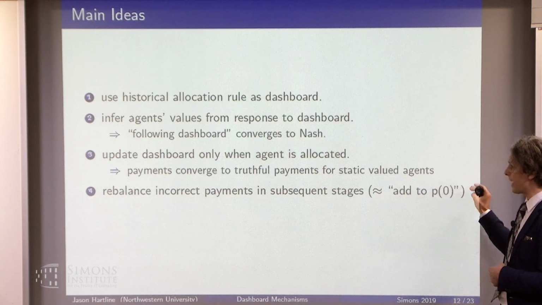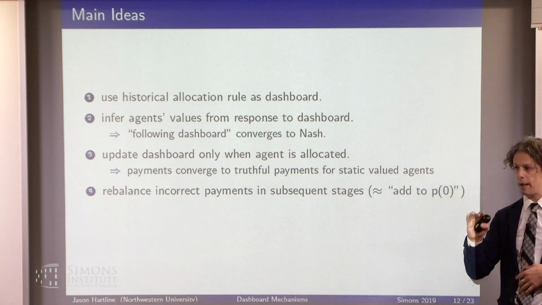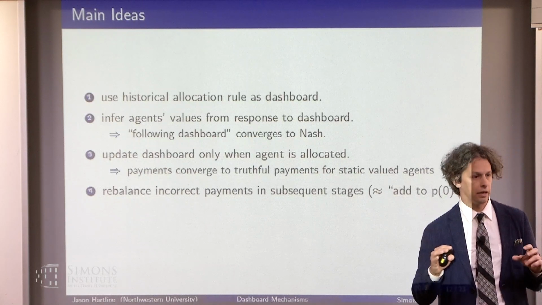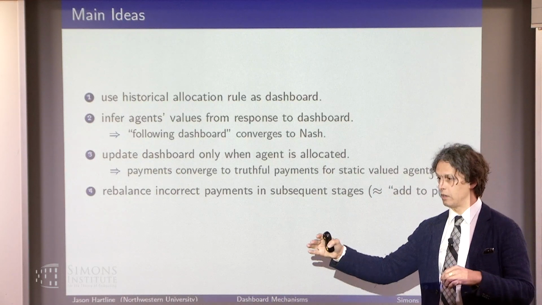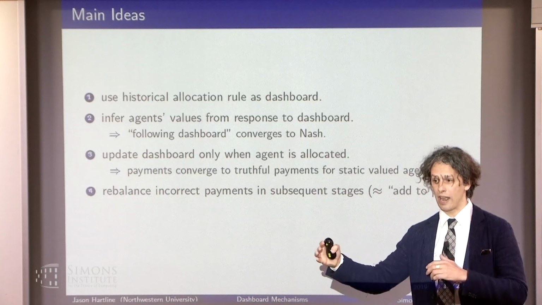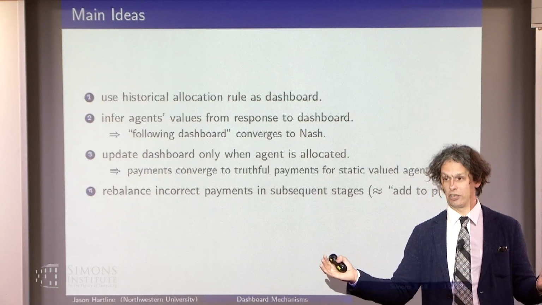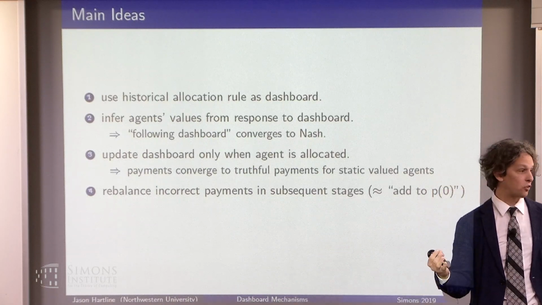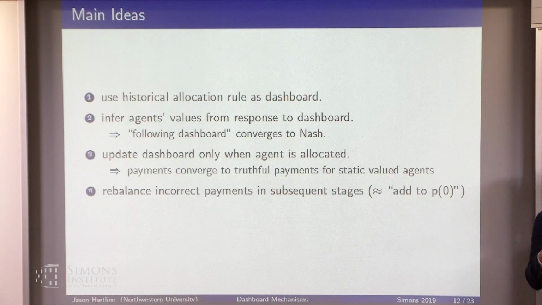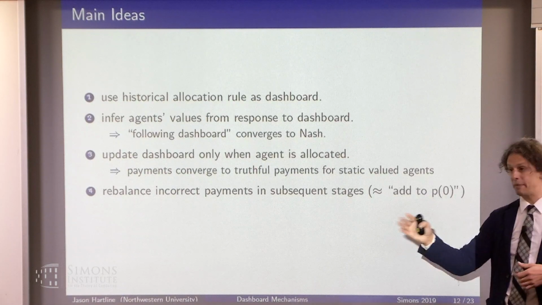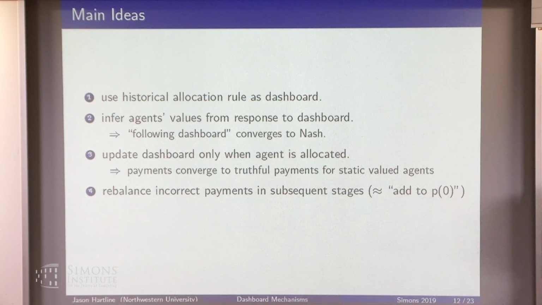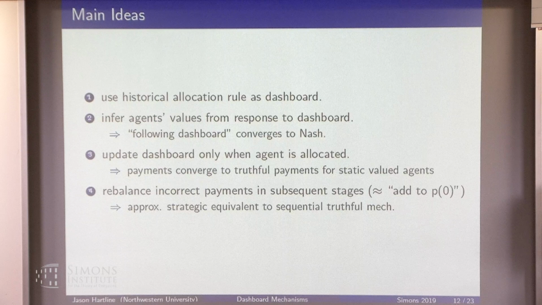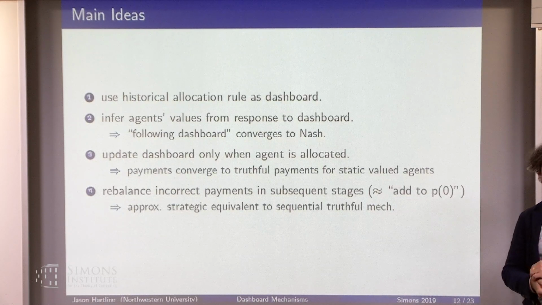Okay, and this last thing, bullet 4, this is a really popular idea in designing mechanisms for repeated environments. Okay, this idea of linking decisions across rounds makes things a lot easier. So I'm going to link decisions across rounds. I'm going to keep track of how much my payments were wrong, and I'm going to guarantee I'm going to give that person that payment back. Okay? And this is going to give me approximate strategic equivalence to the sequential truthful mechanism.